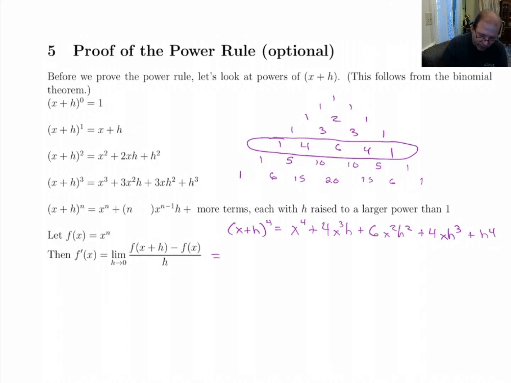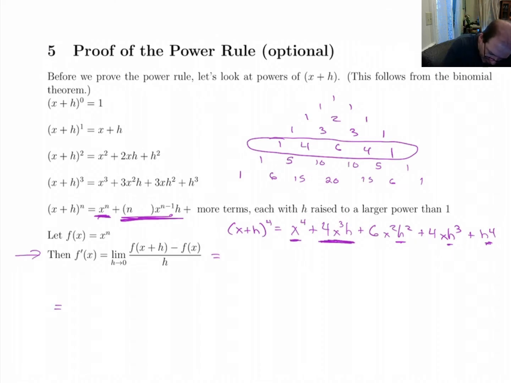In general, if you have x plus h to the n, what you've got here is x to the n, and you've got n times x to the n minus 1 times h. And then you've got some smaller terms with h raised to a power bigger than 1. Like over here, notice x plus h to the 4th: you've got x to the 4th, 4x cubed h. Then all the rest of these have h raised to a power that's bigger than 1. Now that matters because when we go and do the limit, we're going to find the derivative by using a limit.